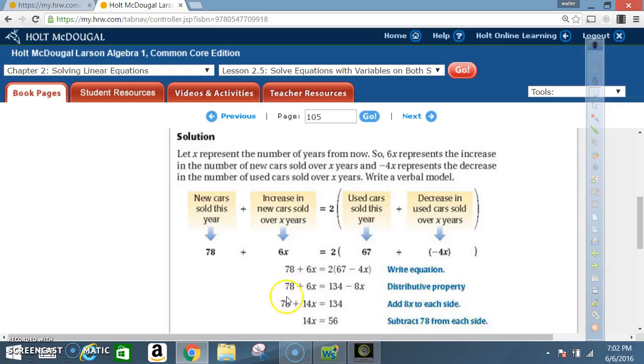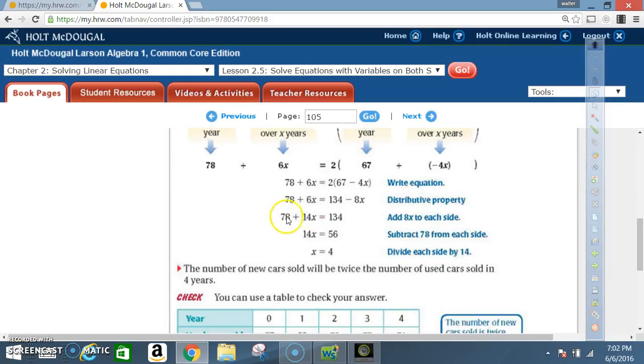All right, so I bring down my 78. Now 6X plus that 8X is equal to 14X. A negative 8x when combined with a positive 8x goes to 0, so we end up with just 134. So I'm left with 78 plus 14x is equal to 134. Now I subtract 78 from each side. After doing so, I end up with 14x is equal to 56. And my final answer is going to be x is equal to 4 after dividing both sides by 14.